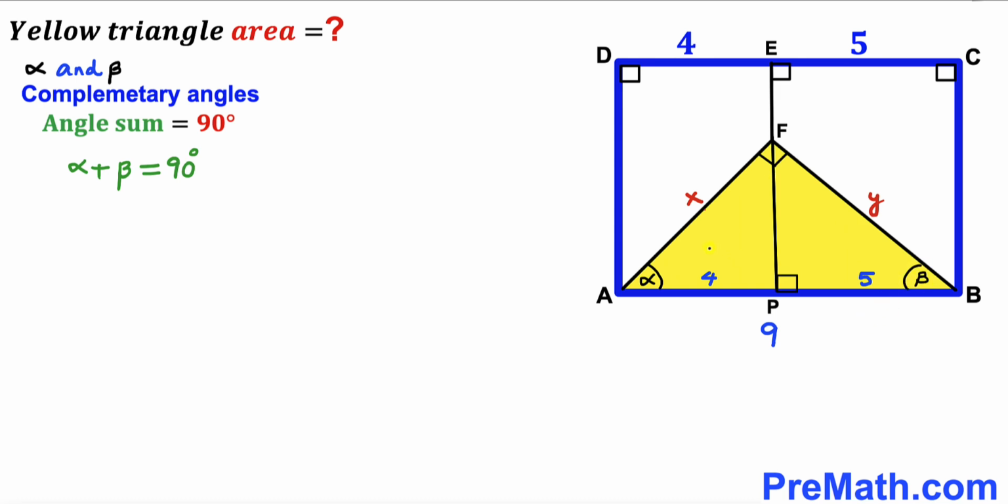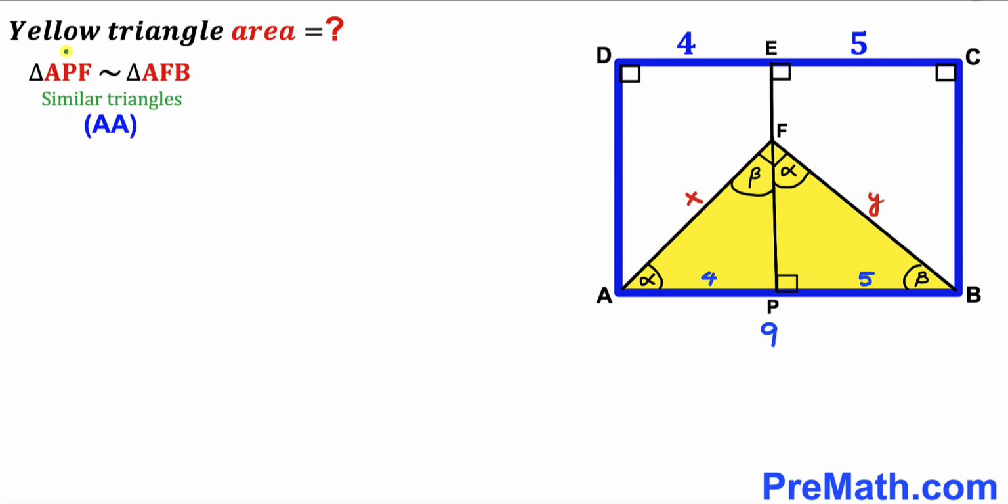Now let's focus on this triangle AFP. We know this angle is alpha, this is our 90 degree angle, so this angle has to be beta. Now let's focus on this other right triangle BFP. We know this angle is beta, this angle is 90 degrees, so this angle has to be alpha.